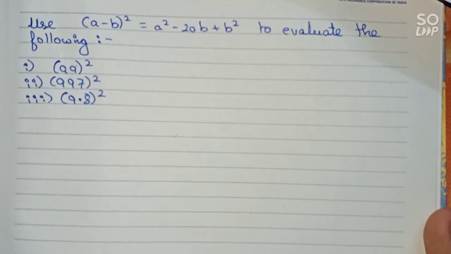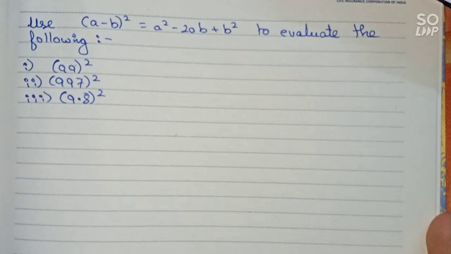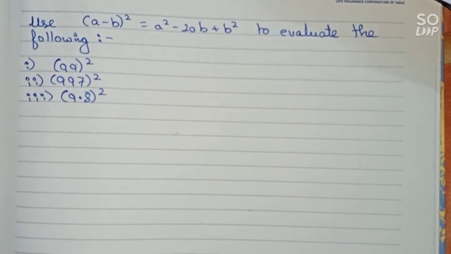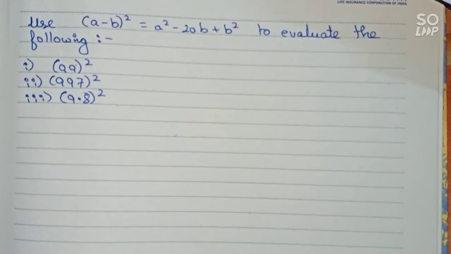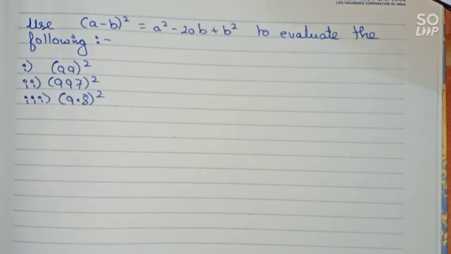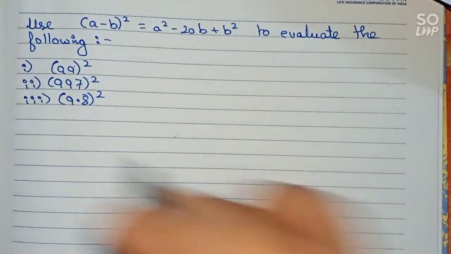In this video, our question is: use (a minus b) whole square is equal to a square minus 2ab plus b square to evaluate the following. Number 1 is 99 square, number 2 is 997 square, and number 3 is 9.8 square. So first we have to arrange these three numbers in terms of this (a minus b) whole square.